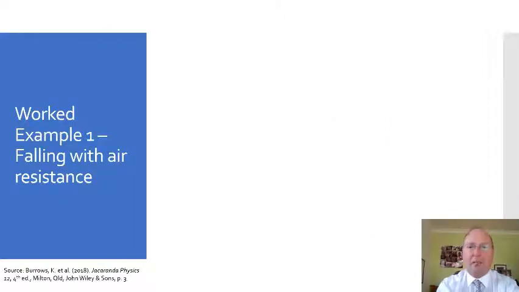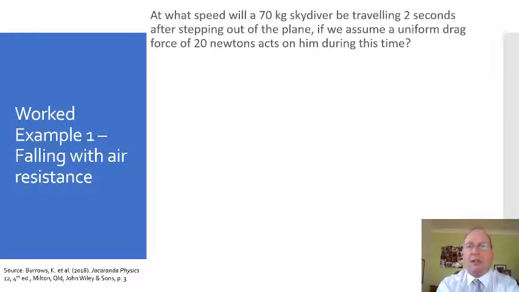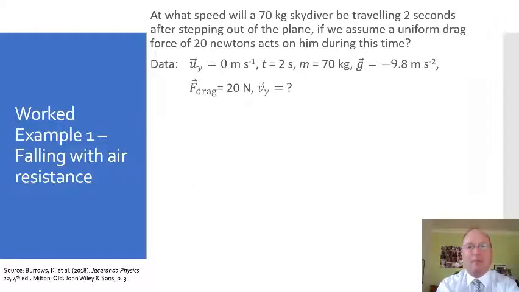And now we're ready for a worked example. This one involves a parachutist falling out of a plane and air resistance acting as drag. And here's the question. At what speed will a 70 kilogram skydiver be travelling 2 seconds after stepping out of the plane if we assume a uniform drag force of 20 newtons acts on him during this time? Well, what's the first step? It's data. And here it is.